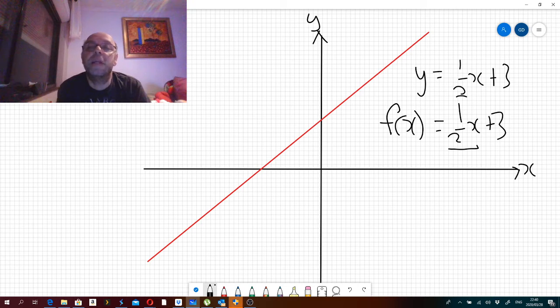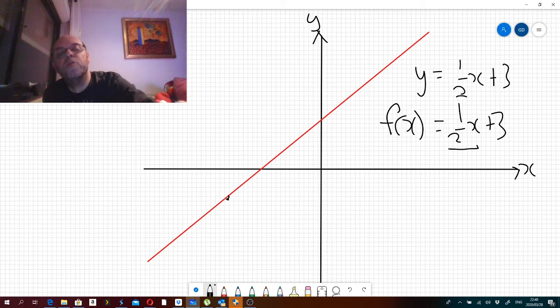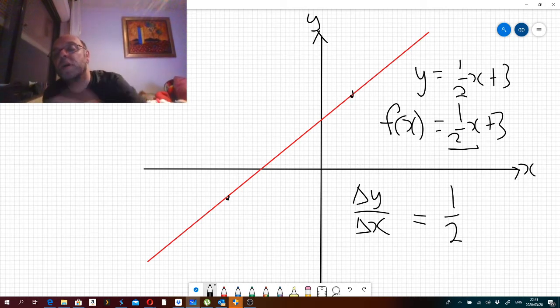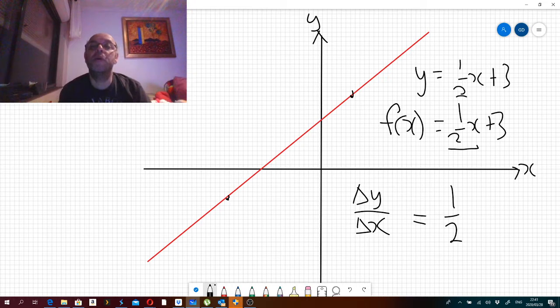Okay, and we can easily measure this gradient, and you've done this many times before. If I find any 2 points on the graph, I can find the change in y over the change in x, and we'd expect that value to come out to a half in this case. Now that's a fairly normal question, and I'm sure nothing surprised you when I gave you this. Okay, but let's have a look at something else now.